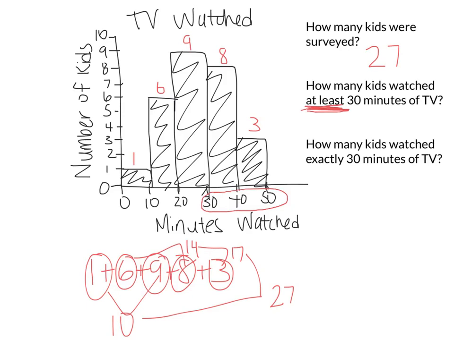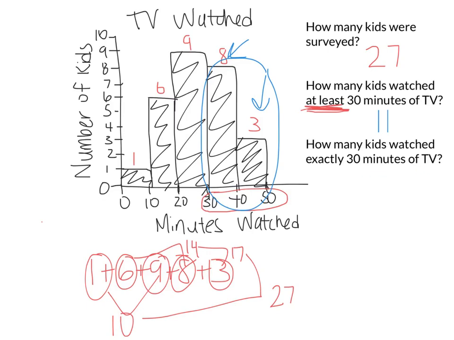So that's going to be any of these bars right there. So how many kids watched at least 30? Well, in this bar I have 8, and in this bar I have 3. So 8 and 3 together is 11. 11 kids watched at least 30 minutes of TV. Then the last question, how many kids watched exactly 30 minutes of TV?